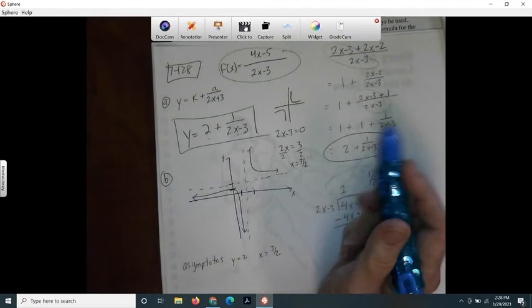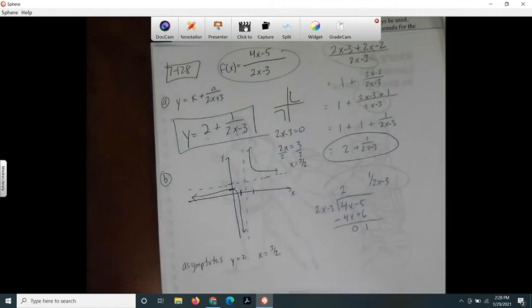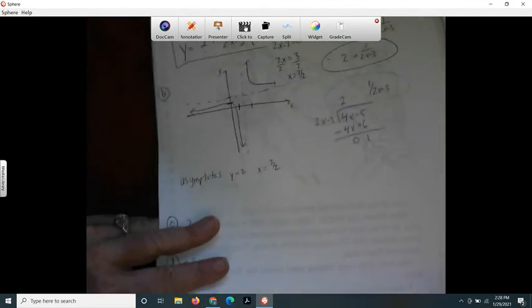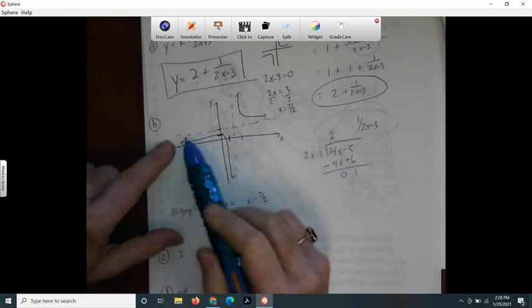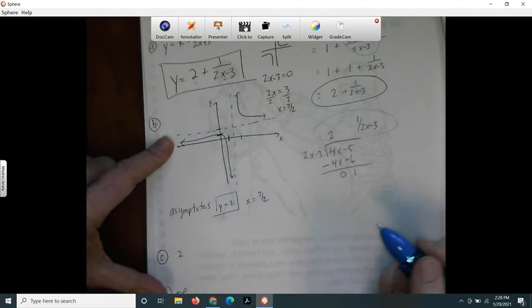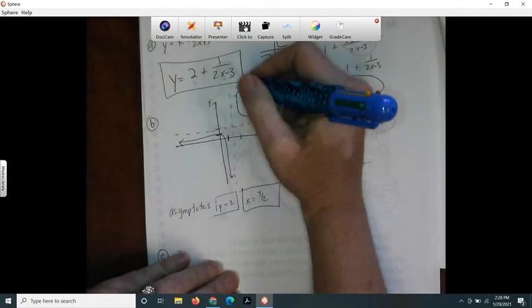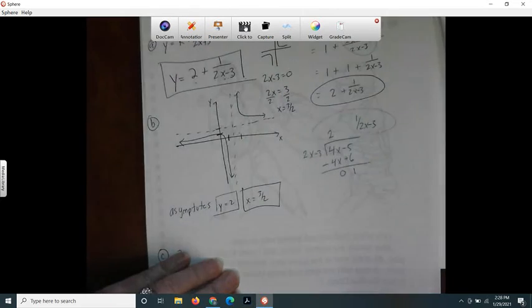So there is a picture of my graph, and why did I go through all that is because they asked me what are my asymptotes. Let's see what letter B says. State all the asymptotes in the graph. So I found 2 of them. I found this one, y equals 2. And I found this one, x equals 3/2. And so that's all they asked me to do for letter B.